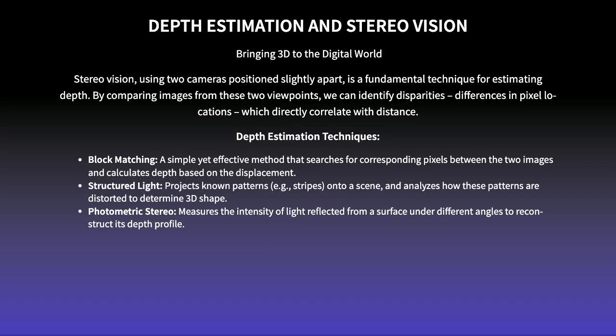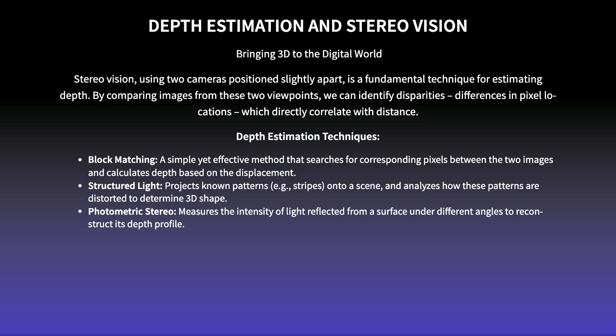Okay, let's talk about depth estimation and stereo vision. These are key technologies that allow computers to see how far away things are in the real world. Think of it like having two eyes. By comparing what each eye sees, we instantly get a sense of depth. Stereo vision uses two cameras to mimic this process, finding differences between the images they capture.